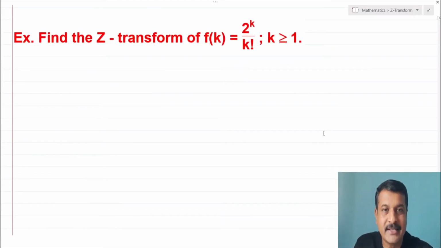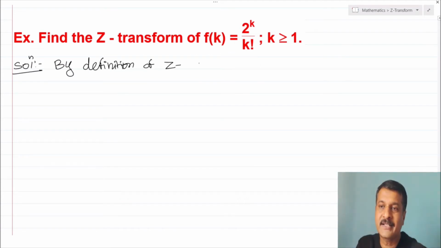So here is another example. Find Z transform of f of k equal to 2 raised to k upon k factorial, where k is greater than or equal to 1. By this example, you will see why I suggest you use the definition and formulas for series, because here the condition is different. k is greater than or equal to 1 means k equal to 0 is not there. So therefore the solution is by definition of Z transform.